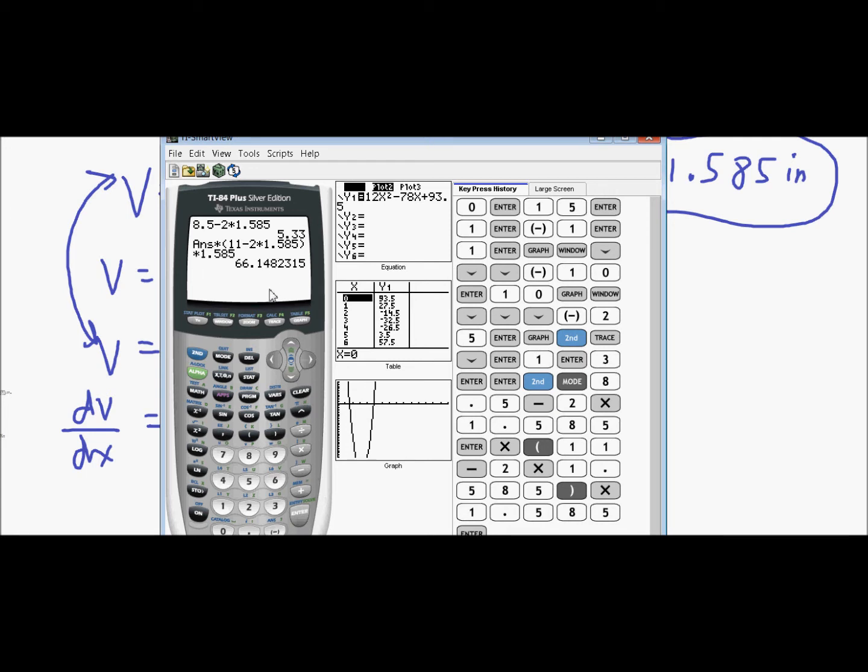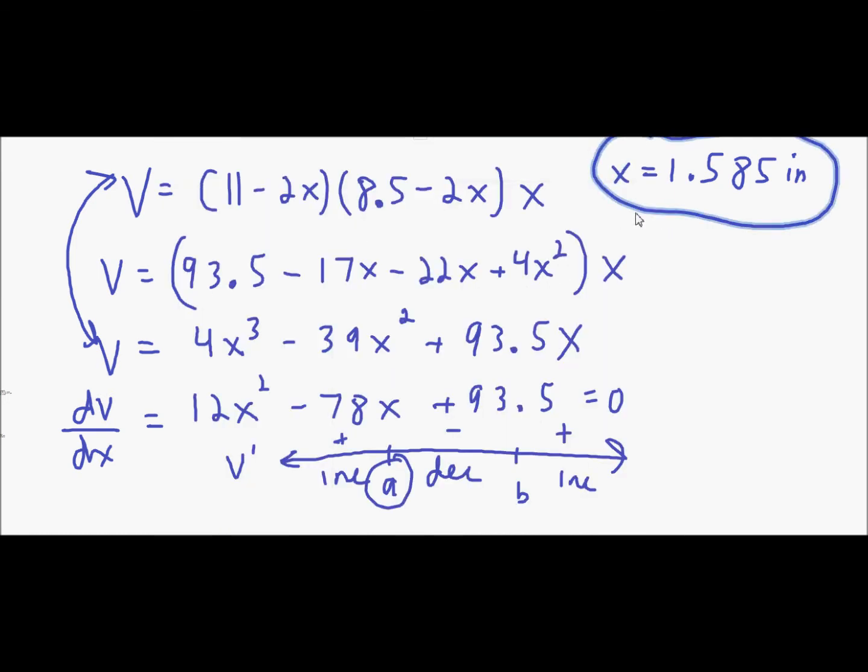No matter how much you cut that thing, the biggest volume you're ever going to get out of that piece of paper is 66.148 inches cubed. So, if the question asks for find x that maximizes it, this is the answer. If it said find the maximum volume, it would be 66.148 inches cubed. Okay.